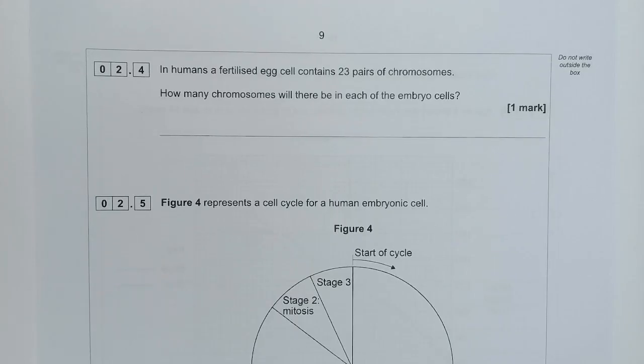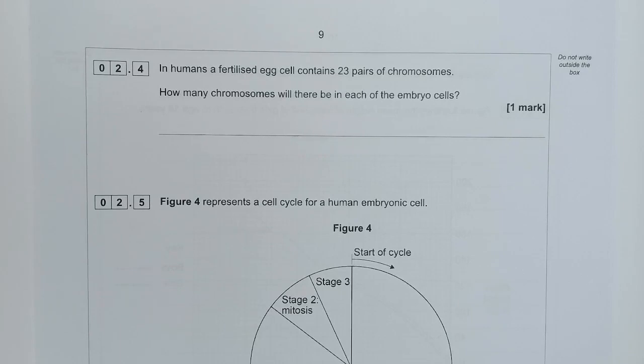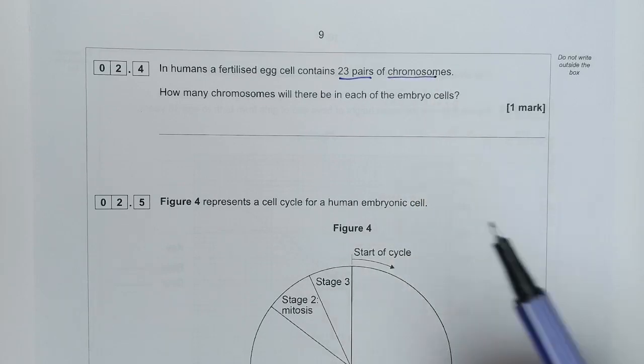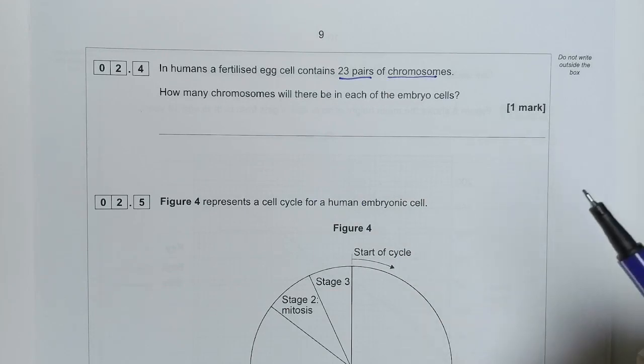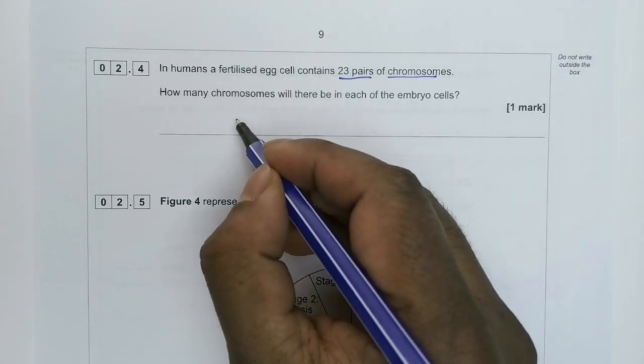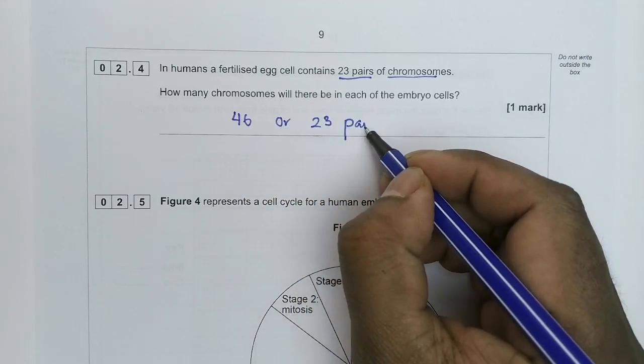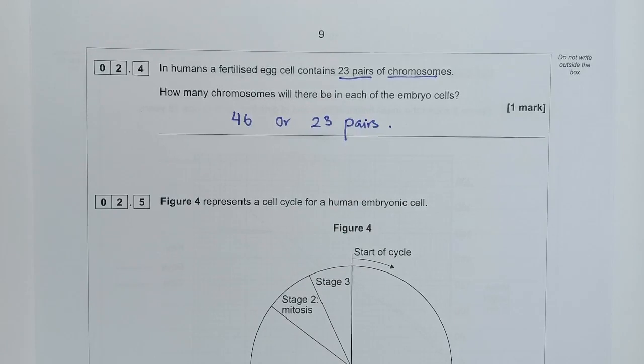Next part of the question. Question 2.4. In humans, a fertilized egg cell contains 23 pairs of chromosomes. How many chromosomes will there be in each of the embryo cells? So once the egg is fertilized and it has 23 pairs, which is 46 chromosomes, the embryo cells divide by mitosis. So it will have an identical number of chromosomes. So it will be 46, or you could say 23 pairs as well. Either one of them should give you the mark.